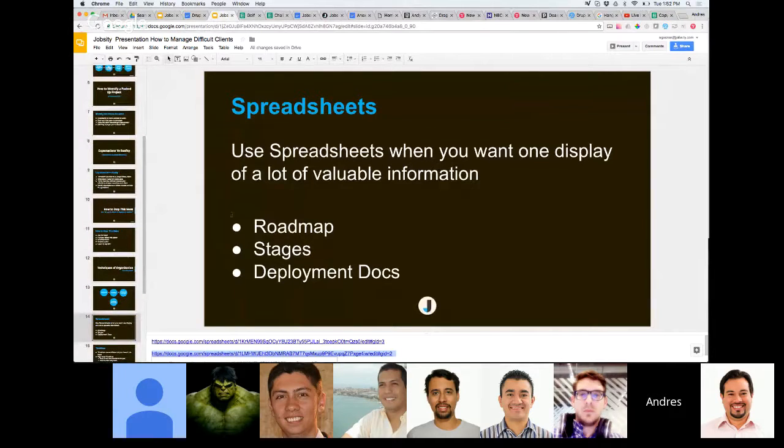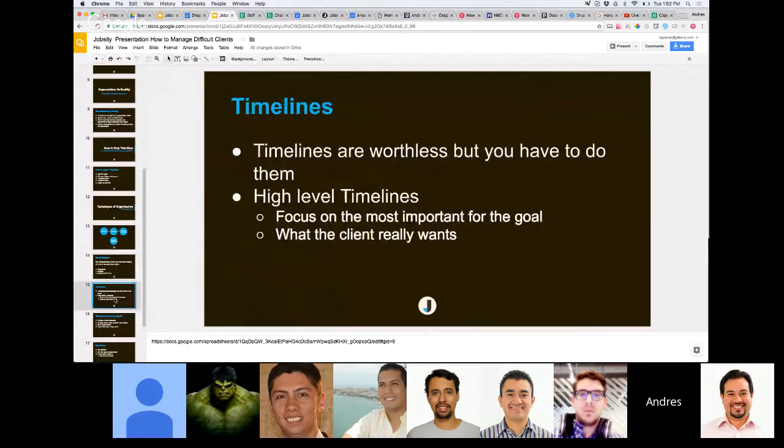The other part is timelines. Timelines are worthless, but you have to do them. Okay, we're going to create a timeline. You never follow the timeline, right? But you've got to do it. I don't know why you've got to do it. It helps out. So there are high-level timelines where you focus on the big picture. That's important because that helps you pace yourself. So Jira is for the day-to-day work, right? You know what to do each day. You have to finish some tasks every day. But it's important that you create a timeline. You have a responsibility.